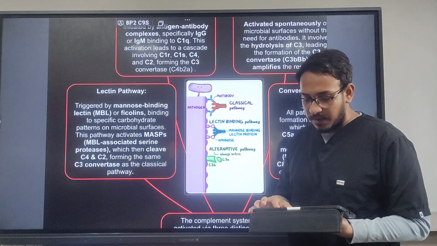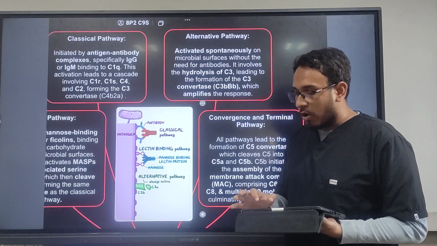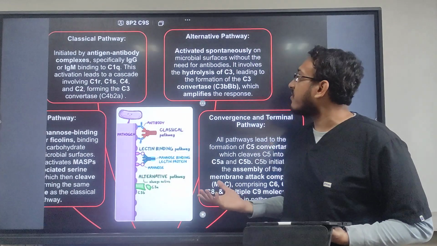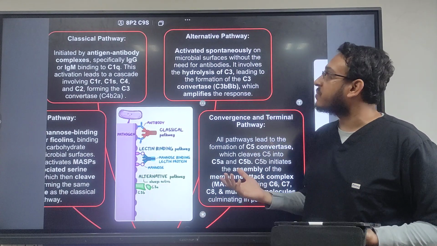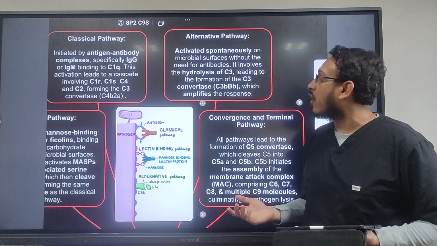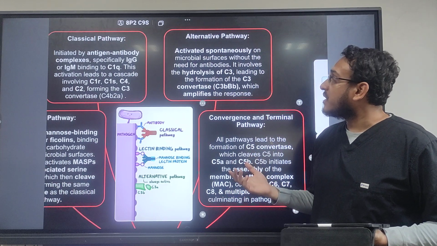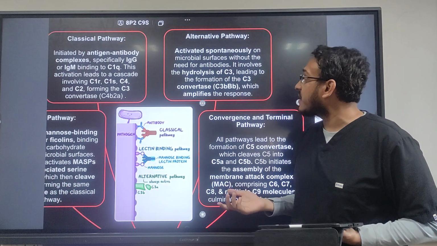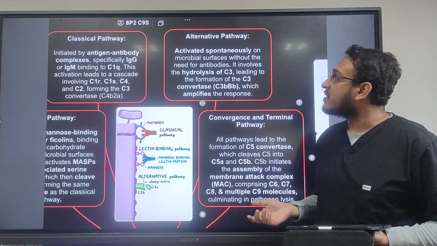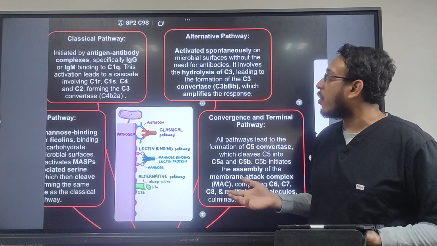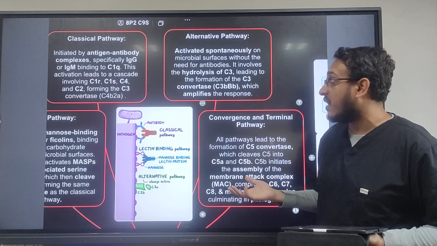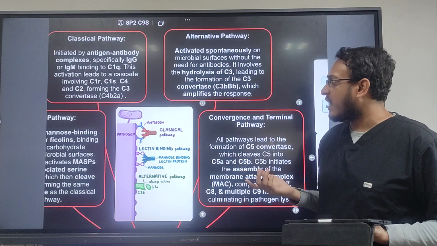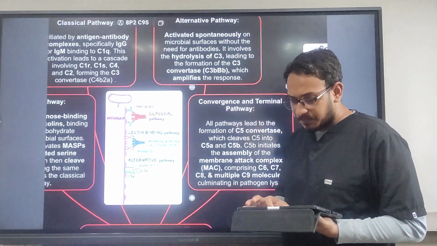Then there is the alternative pathway, and it is always active. It works mostly spontaneously on microbial surfaces without the need of antibodies. It involves the hydrolysis of C3, leading to the formation of C3 convertase enzyme, which specifically amplifies the response.